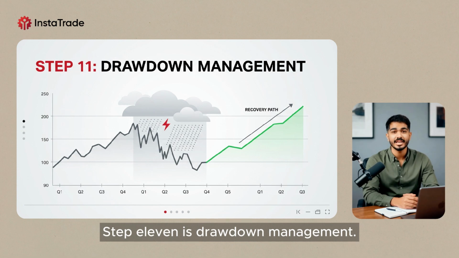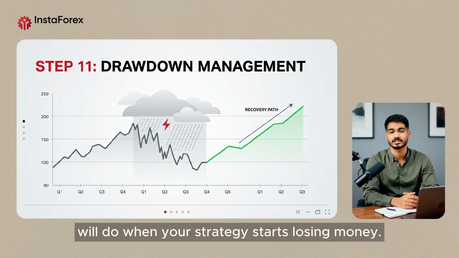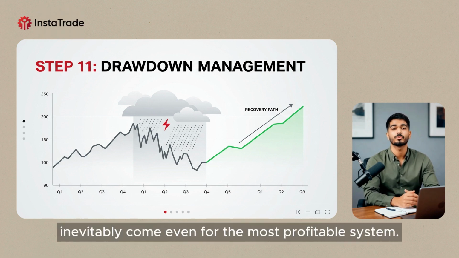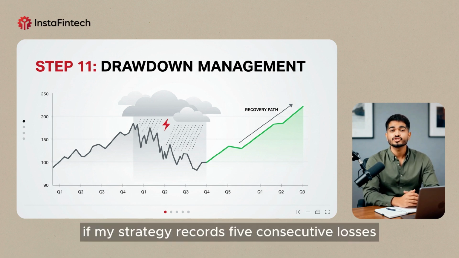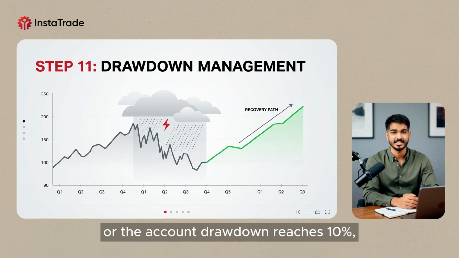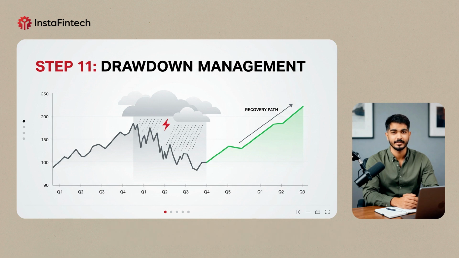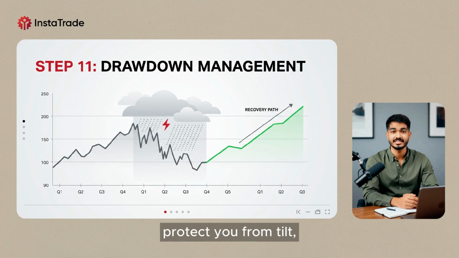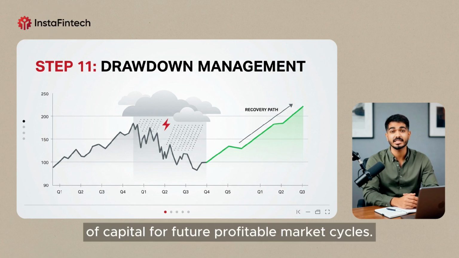Step 11 is drawdown management. You must know in advance what you will do when your strategy starts losing money. That drawdown period will inevitably come even for the most profitable system. Include in your trading plan a hard rule. If my strategy records 5 consecutive losses or the account drawdown reaches 10%, I immediately stop trading and send the system for reevaluation. This strict rule will save you from a psychological collapse, protect you from tilt, and guarantee the preservation of capital for future profitable market cycles.